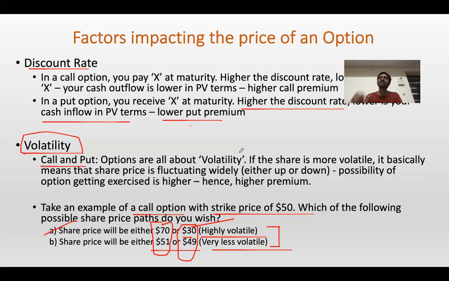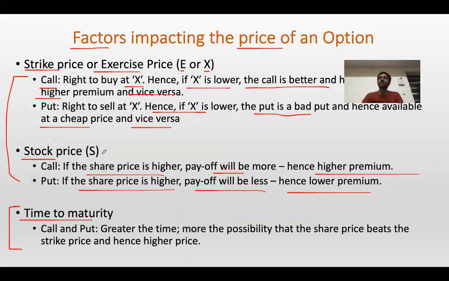Just to take a quick recap. First, we saw the vehicle example. An 8-seater vehicle will have a higher price compared to a 5-seater vehicle, because it is better off than the 5-seater vehicle, it has better features. So the one with better features is always going to have a better price. Now, the 5 factors which impact the premium of an option.